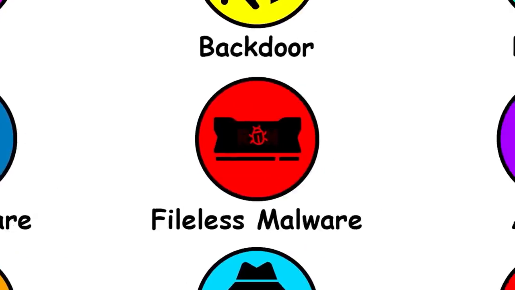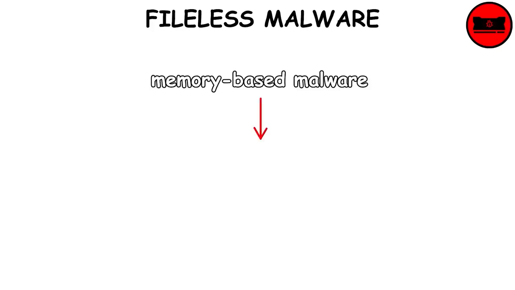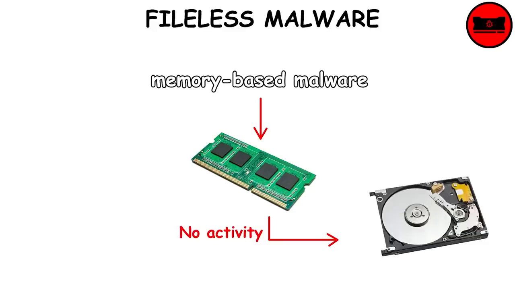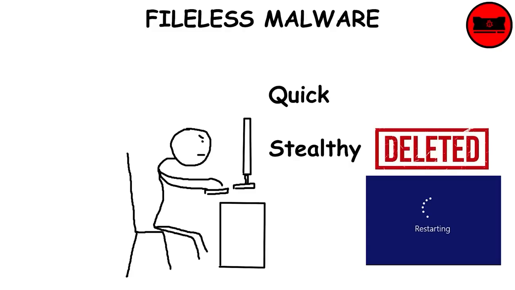Fileless malware. It exists exclusively as a computer memory-based malware, for example, in the RAM, so it doesn't write any part of its activity to the computer's hard drive. This makes it harder to detect and leaves little evidence. They are used by hackers for quick and stealthy operations, such as gathering data quickly, since most of them get deleted once the computer gets rebooted.